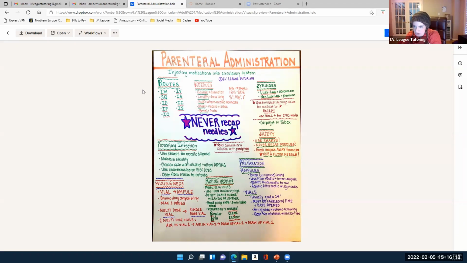Three mL, because it comes in 1, 3, 5, and 10. The only exception to this rule, and this is very important and very testable, is when you have a central venous catheter. That could be either a PICC line or an actual CVC, a portacath, any kind of CVC. You have to use a 10 mL syringe or bigger.